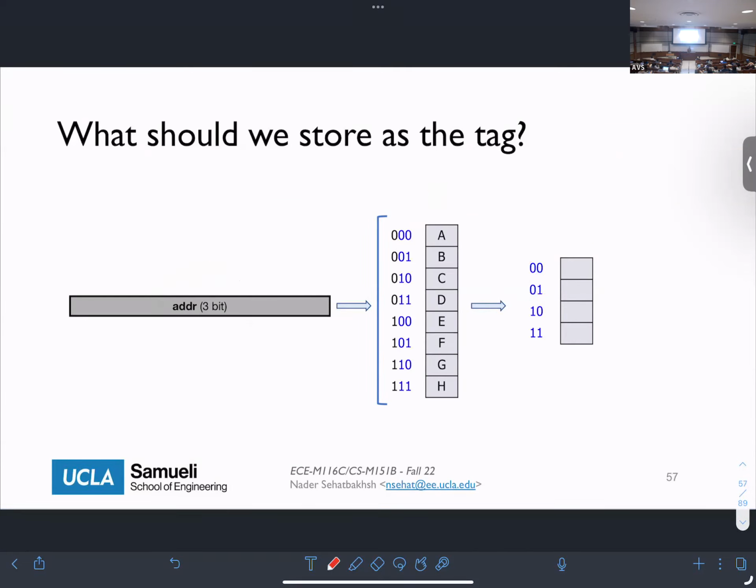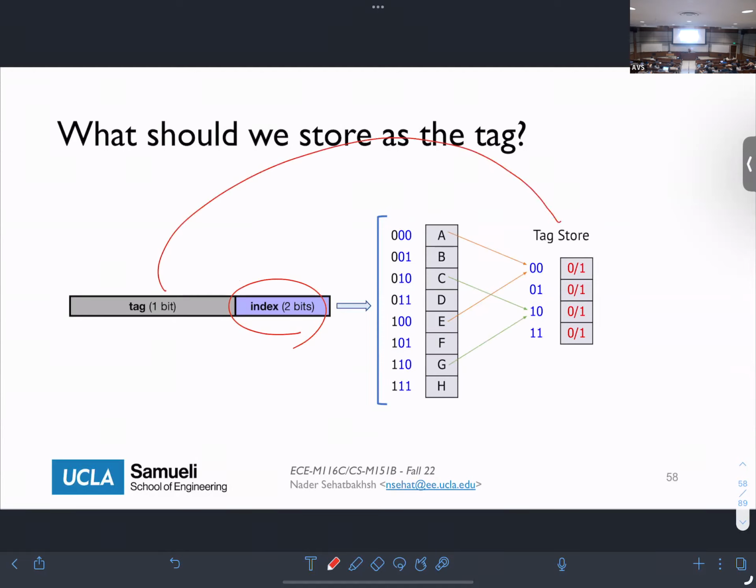So what I can do is use the lower 2 bits to address this cache, and I'm going to call that the index, okay? And since this is a 3-bit address, whatever remains becomes what I call the tag, and I'm going to store this tag in an additional storage area called a tag store. And this tag store basically needs to save just 1 bit, 0 or 1.